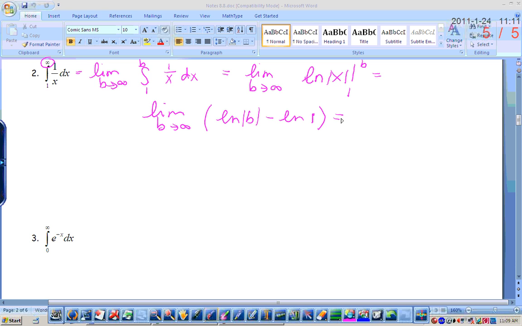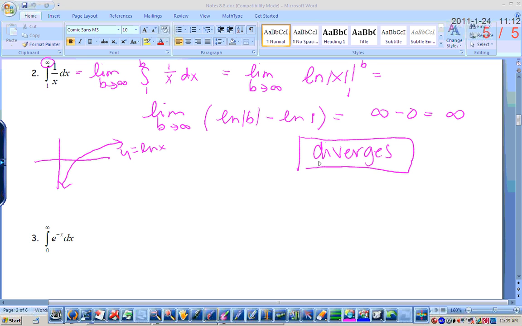And now I can go ahead and take that limit. As b approaches infinity, what does the natural log of b approach? Okay, I'm hearing 0 and I'm hearing infinity. Let's think about the graph of ln x. Yeah, so as x approaches infinity, the ln x is also going to approach infinity. And the natural log of 1 is 0. So because that limit equals infinity, technically that limit does not exist. So this integral is considered to diverge.